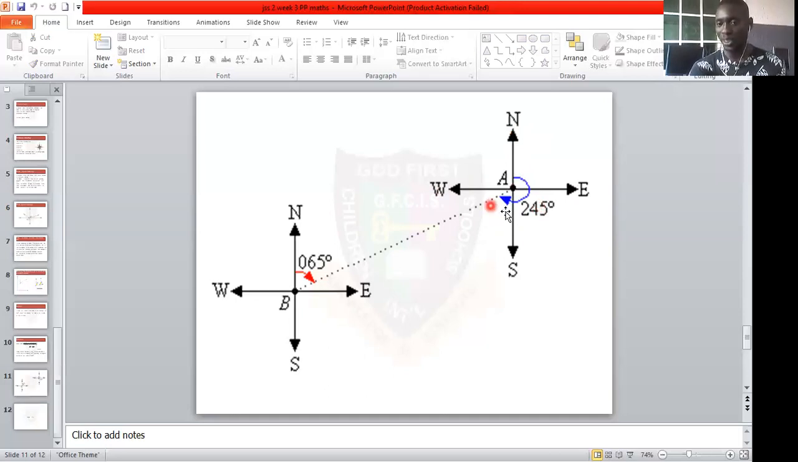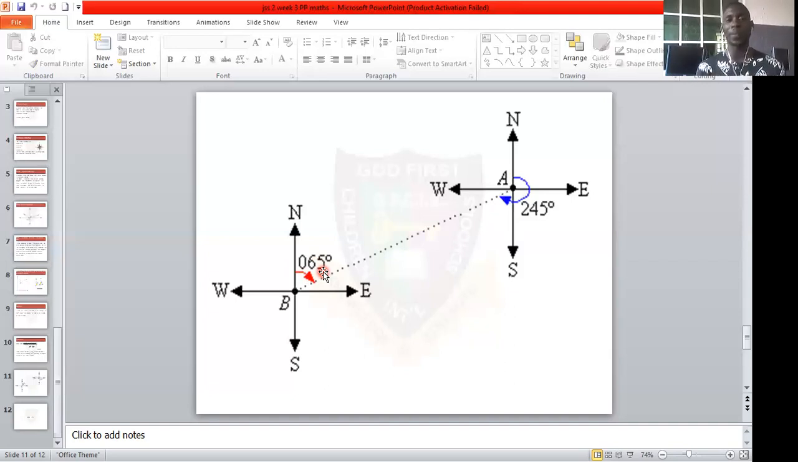This angle here is 65 degrees. So now how do you calculate the location of B? How do you find the location of B? I told you earlier, alternate angles. So this angle here is alternate to the angle formed here, which will now give you 65 degrees. So the bearing of B from A is 245 degrees, while the bearing of A from B is 65 degrees. The bearing of A is 65 degrees from B, starting from B. Always take note of the word "from".